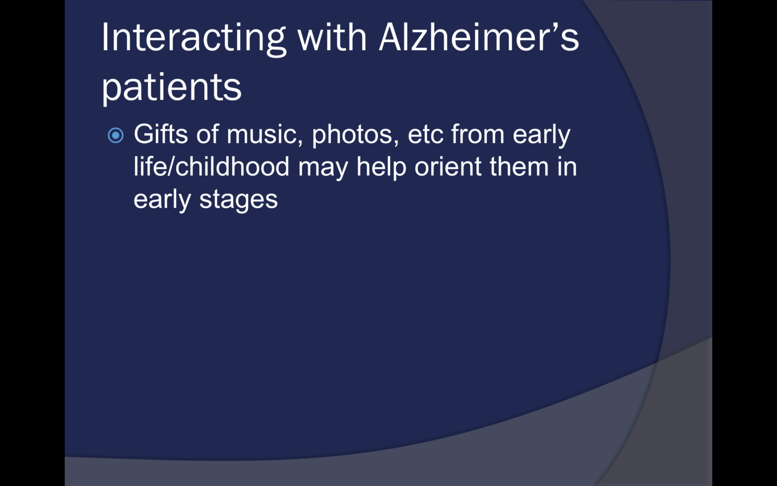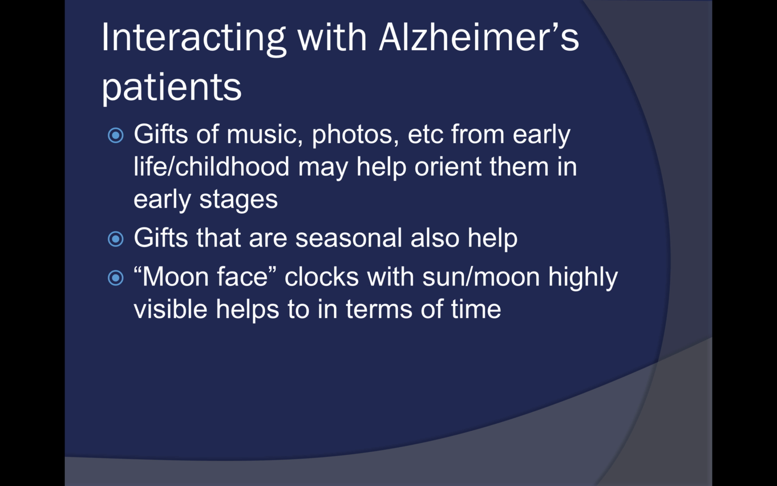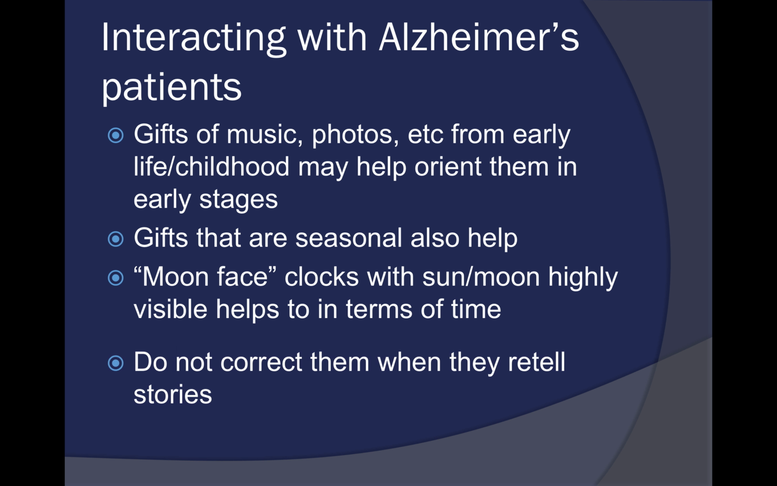So interacting with Alzheimer's patients, just to paraphrase these: any kind of information you can bring in from their early life or childhood, like music they used to listen to or photos, are comforting to them. Seasonal gifts are helpful. For instance, if it was the season around Halloween and you brought in Halloween decorations, that's something that's overlearned. And at least in the early parts of the disease, it can help the person orient themselves in terms of season. In terms of time, moon phase clocks that change from sun to moon as the day goes on can also be helpful, especially if that sun and moon is really highly visible on the clock.